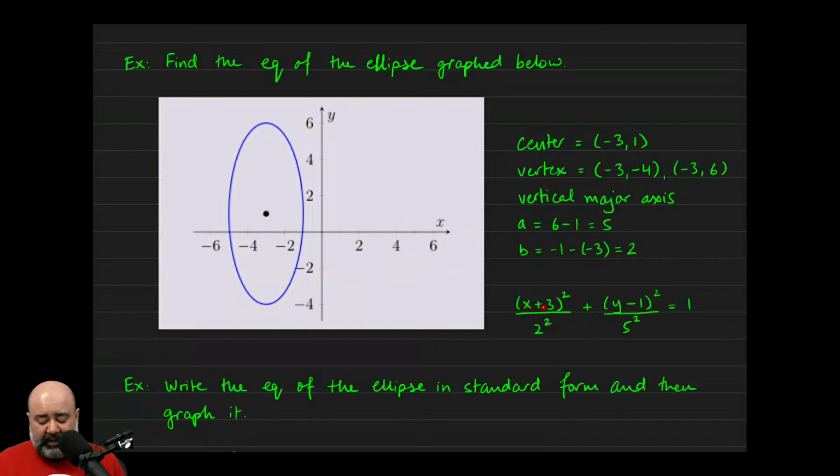So we can write x minus h, but h is -3, so two negatives make a positive: x plus 3, the quantity squared, all over 2 squared, which is just 4, plus y minus 1, which is k, the quantity squared, all over 5 squared, which is a squared, equals 1. And that's the equation of this ellipse in standard form.